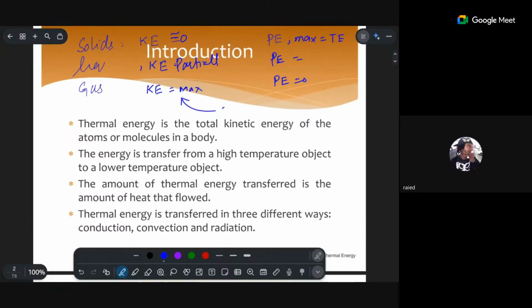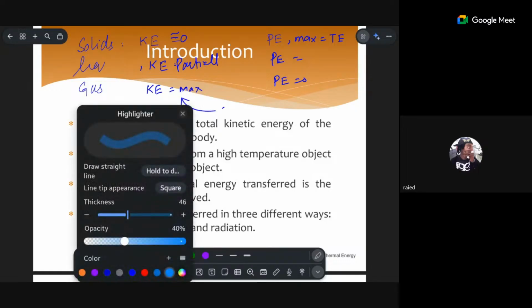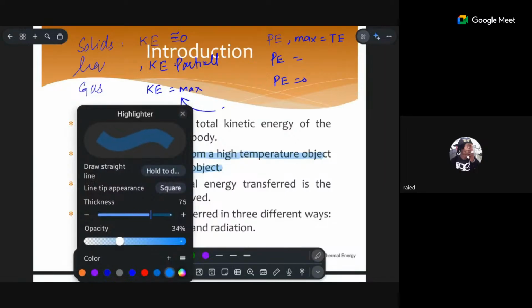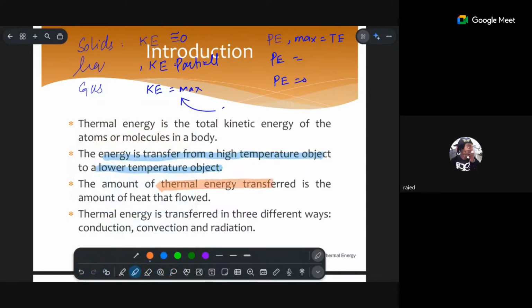Now, due to all this discussion, what do we say here? That the energy is transferred from the high temperature to the low temperature in the object. This is another important thing: how do we transfer the energy? The energy is transferred from higher temperature to lower temperature. Is it clear to you? And the amount of thermal energy transferred is the amount of heat that flows, that is, the rate of flow of heat. The thermal energy is transferred in three different ways: conduction, convection, and radiation. These three are the modes of heat transfer.